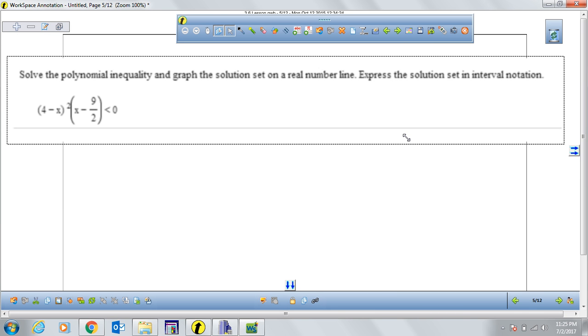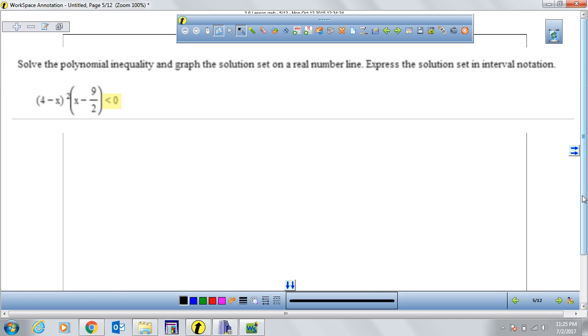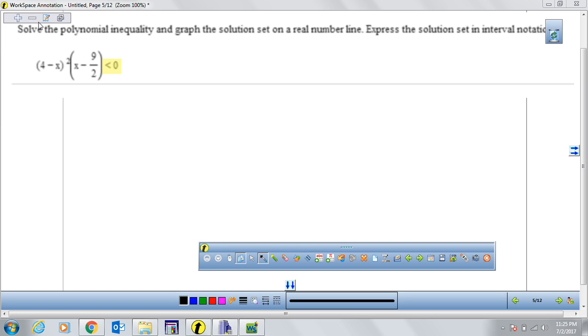This inequality states: solve the polynomial inequality and graph the solution set on a real number line. 4 minus x to the second power times x minus 9/2 is less than 0. If I were to graph this function, we are basically looking for all the values of x for which this function is below the x-axis. That's what less than 0 means. I can graph it in the graphing calculator and see all the intervals where it is below the x-axis. That's what I'm looking for.